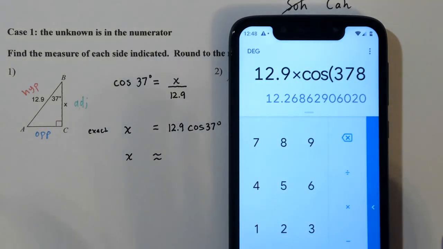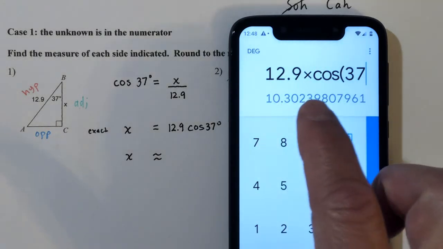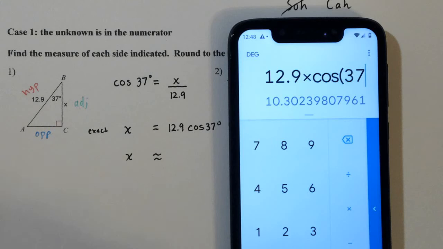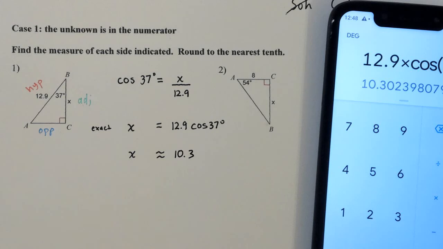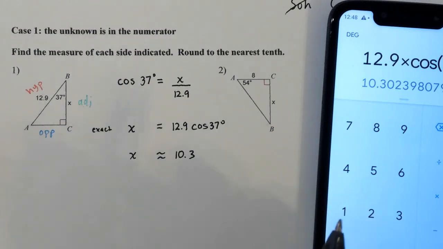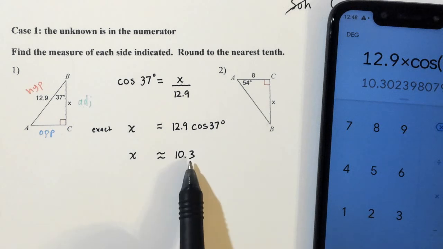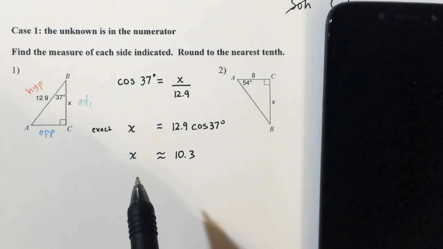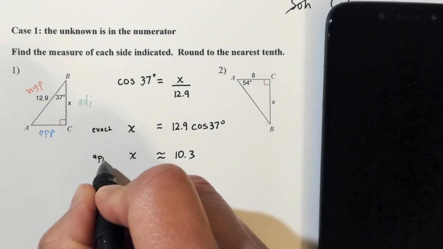Turns out it's 10.3. I think it says round to the nearest 10th. Yep. So 10.3, whatever, millimeters, inches, feet. No labels are given on this assignment, so we don't need a label. But if there was a label like inches, you would write inches. If you write 10.3 degrees, we absolutely will mark that wrong because sides are not measured in degrees. Only angles are measured in degrees. This is the approximate answer.